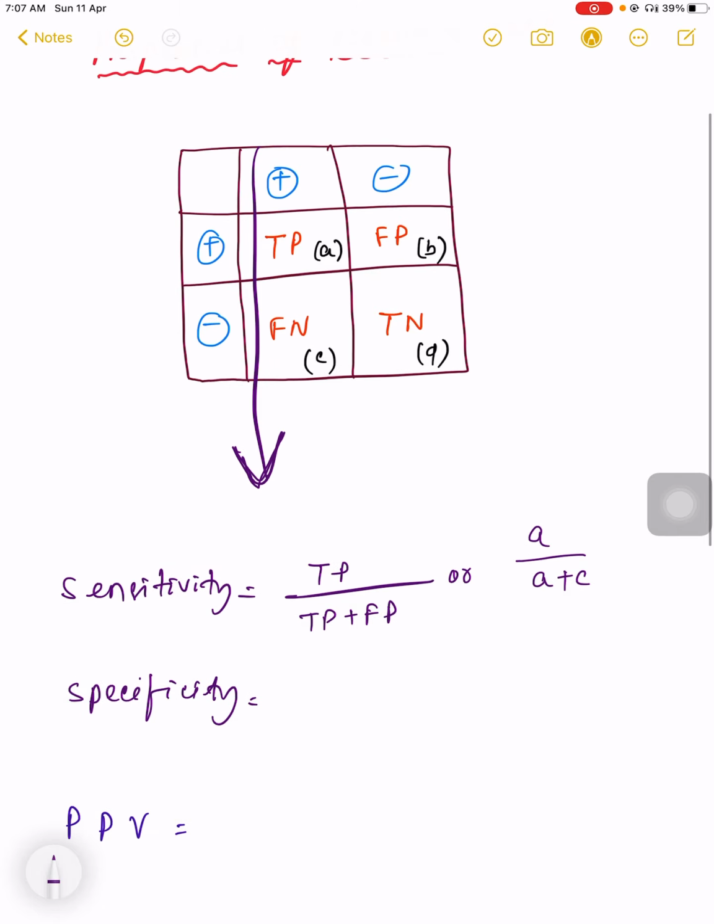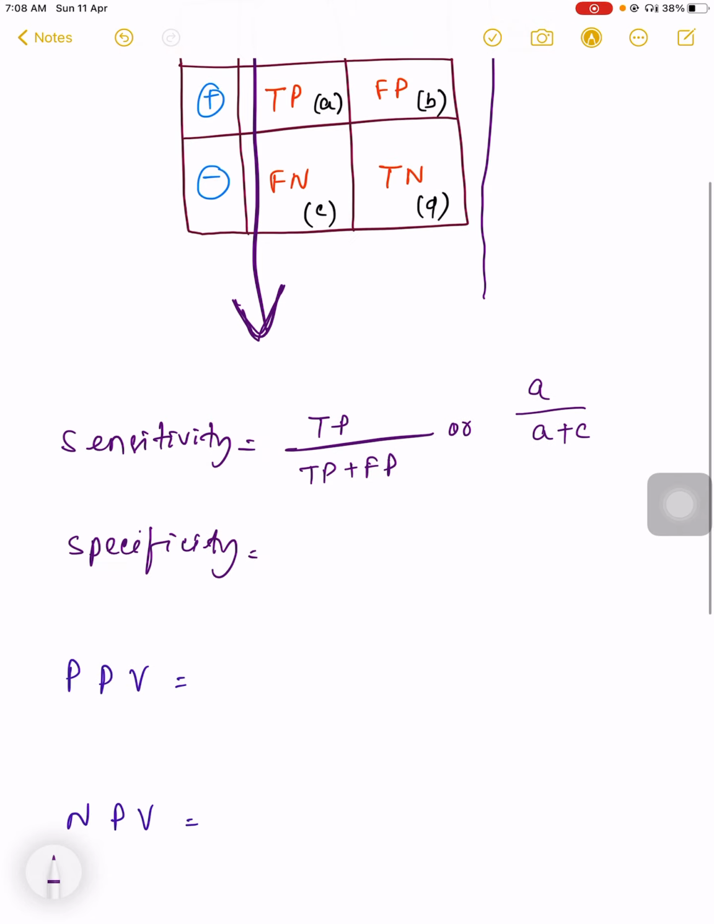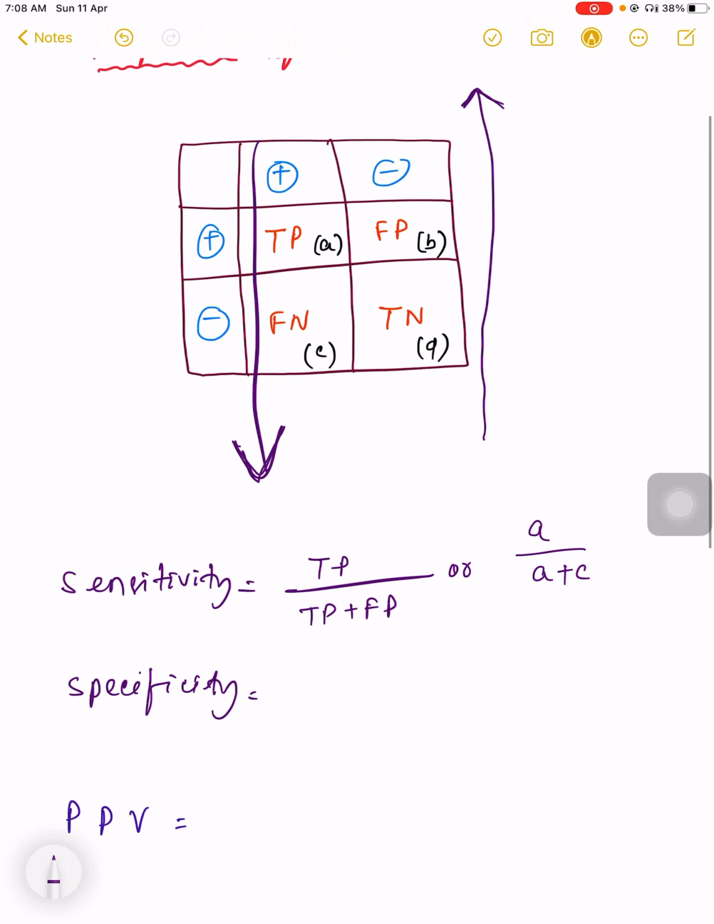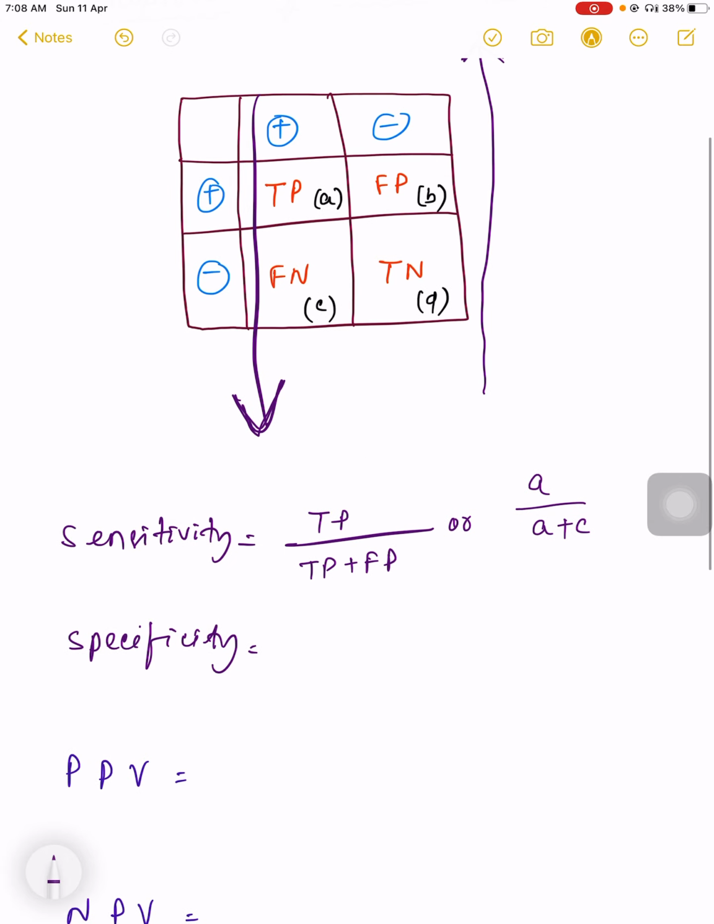Then come this way. The arrowhead is this side. First comes true negative or D. So what is the formula of specificity? If sensitivity comes up to down, specificity comes down to top. So the formula is true negative divided by true negative plus false positive, or you can write it as D divided by D plus B.